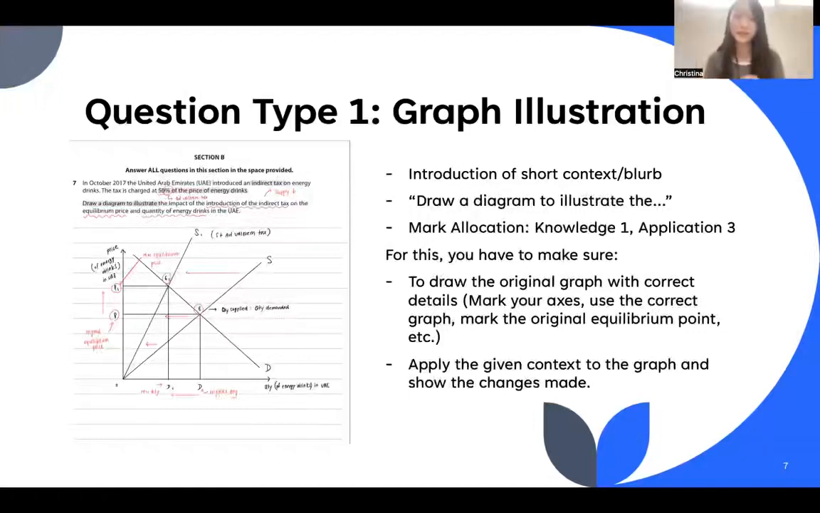So the mark allocation, I took this from the mark scheme. It says knowledge point 1, application point 3. Knowledge point 1 is going to be awarded to you because you have to know what a original supply and demand graph looks like, right? You have to mark the axes, right? So those are the things that you get marks for. Application is going to be you being able to apply different information given to you when you're drawing the graph. For example, it says there is going to be an indirect tax.